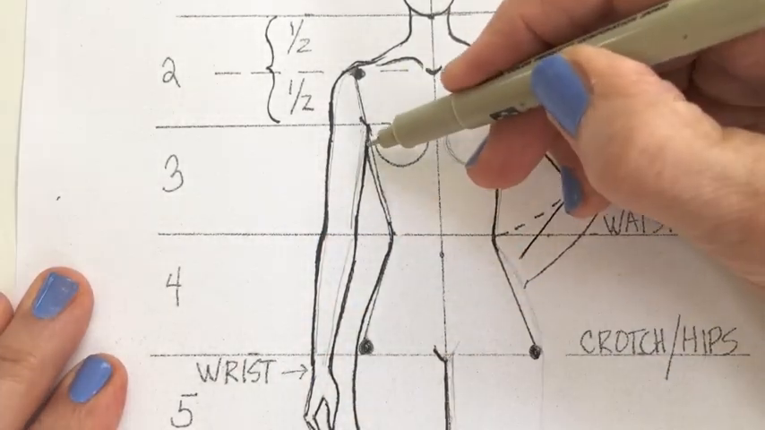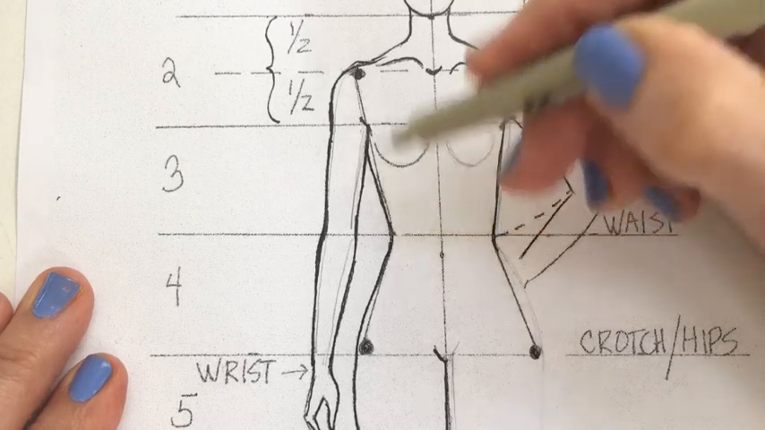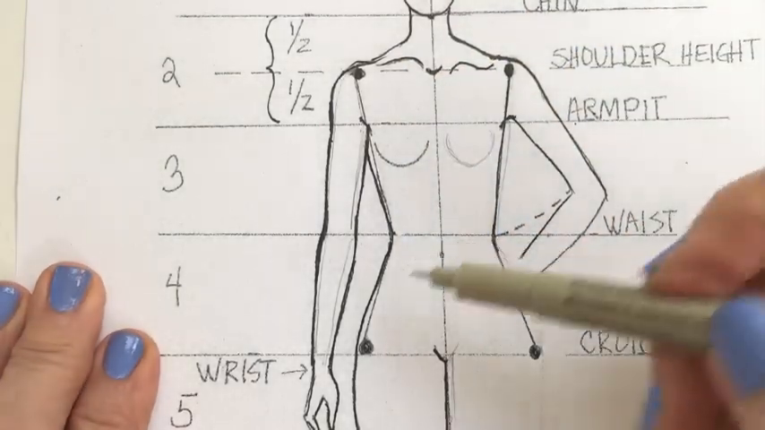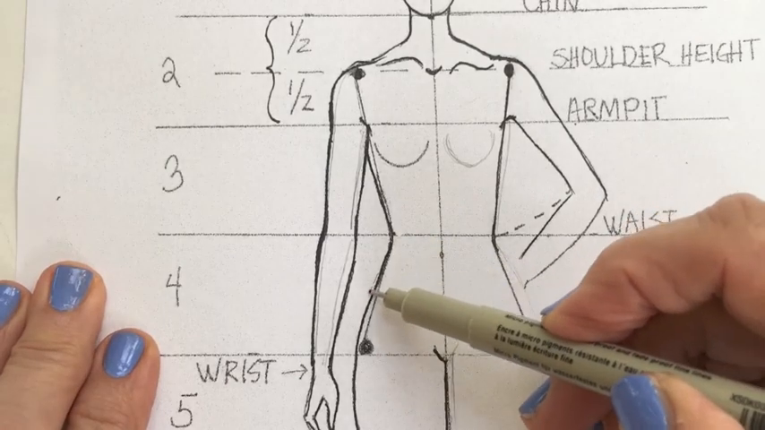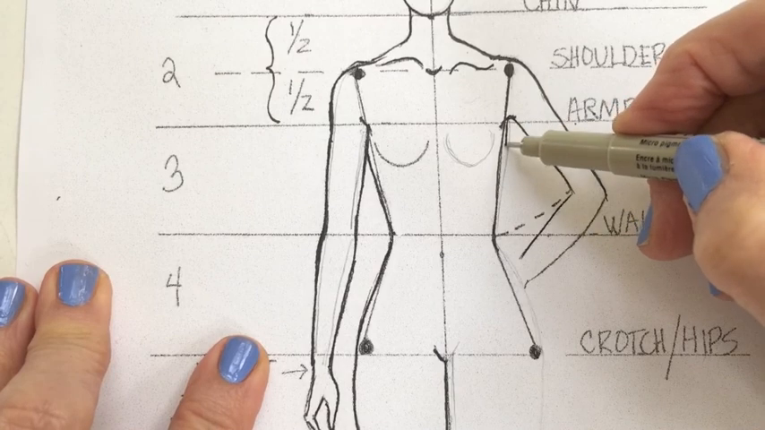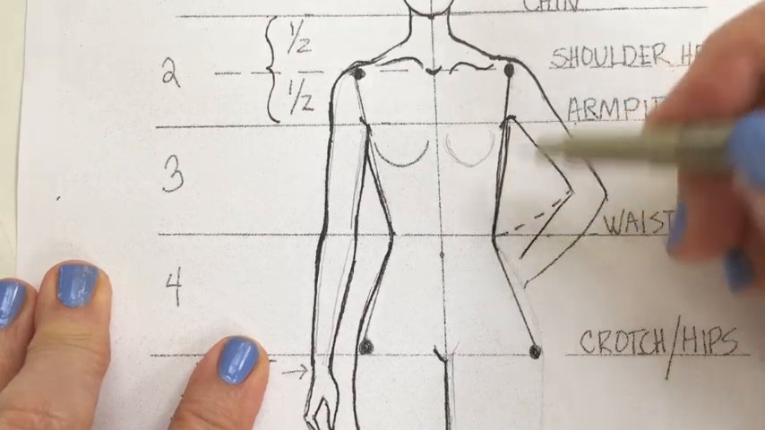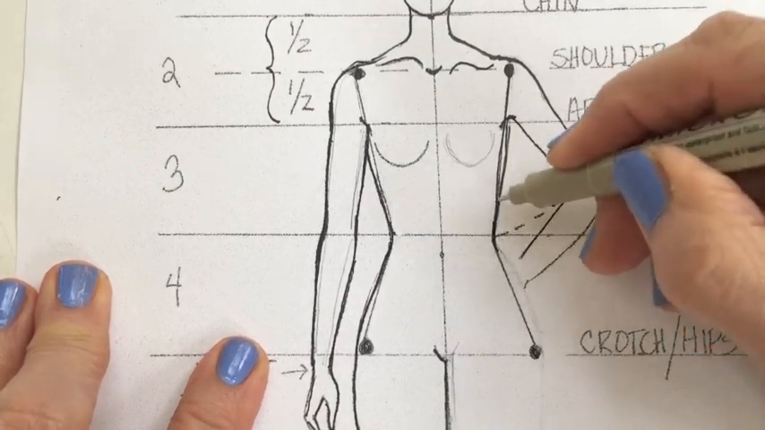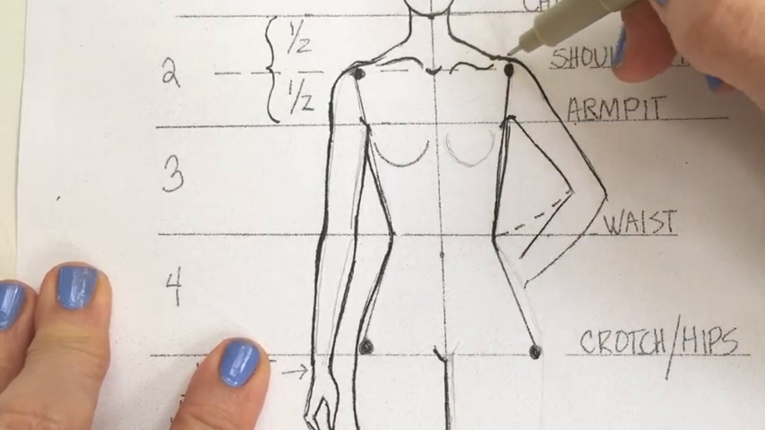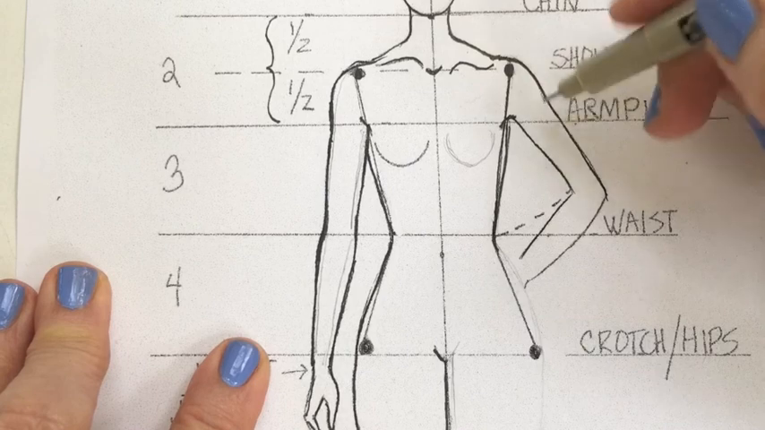And then you're rounding out the ribs because the body's three-dimensional, so you don't want it to look flat. So everything's going to be rounded. On this side, same thing from armpit, round out the ribs. On the bent arm, you're going around the shoulder.